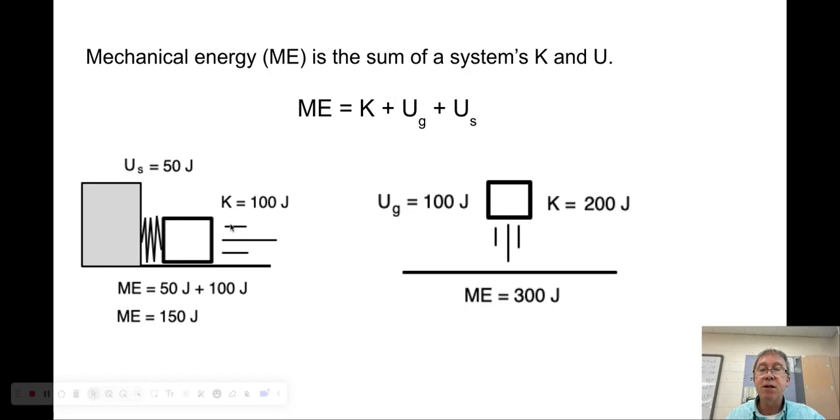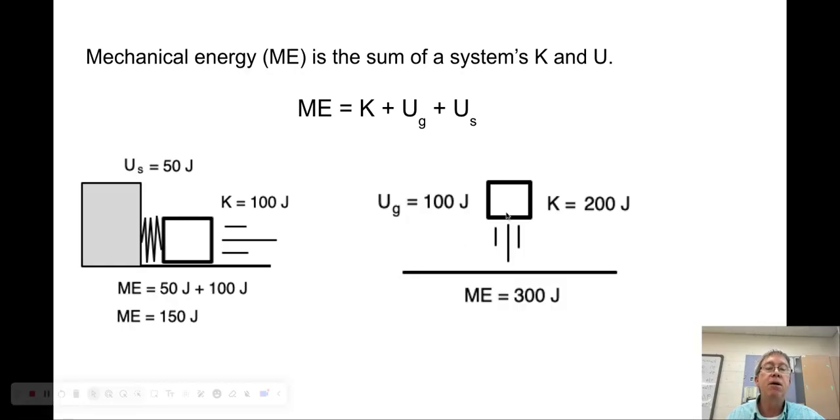So let's look at this object here. I have an object that's traveling to the left. It is in the process of compressing a spring. At the moment we look at it, it has 100 joules worth of kinetic energy, and it has compressed the spring enough for the spring to have 50 joules worth of spring potential energy. So the mechanical energy of the system in this state would be 100 joules here plus 50 joules here. It has 150 joules of mechanical energy.